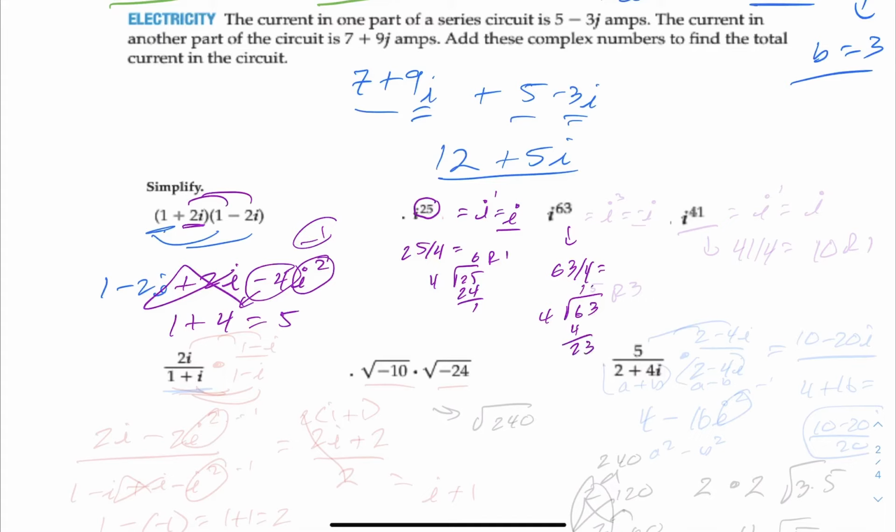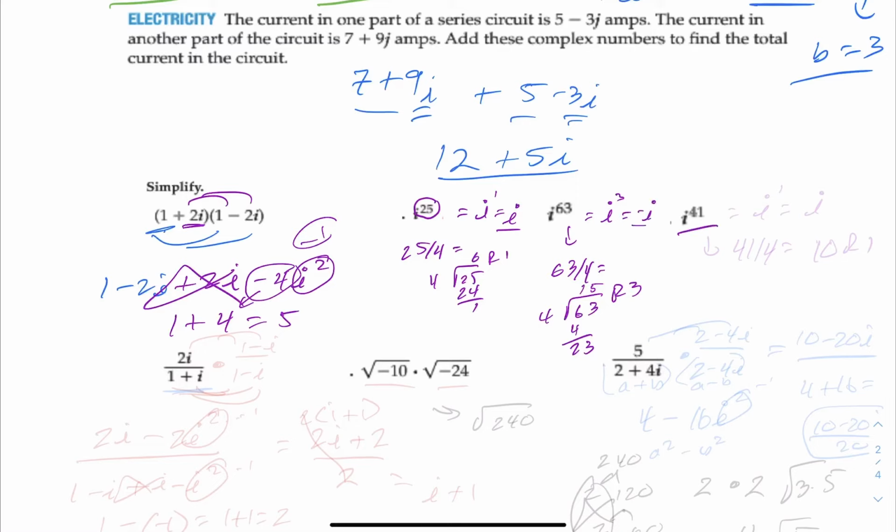123, so 5, remainder 3. So it's the same thing as saying i to the third. Remember what i to the third was all the way back here? Negative i. Sorry, what did I say? Negative i.